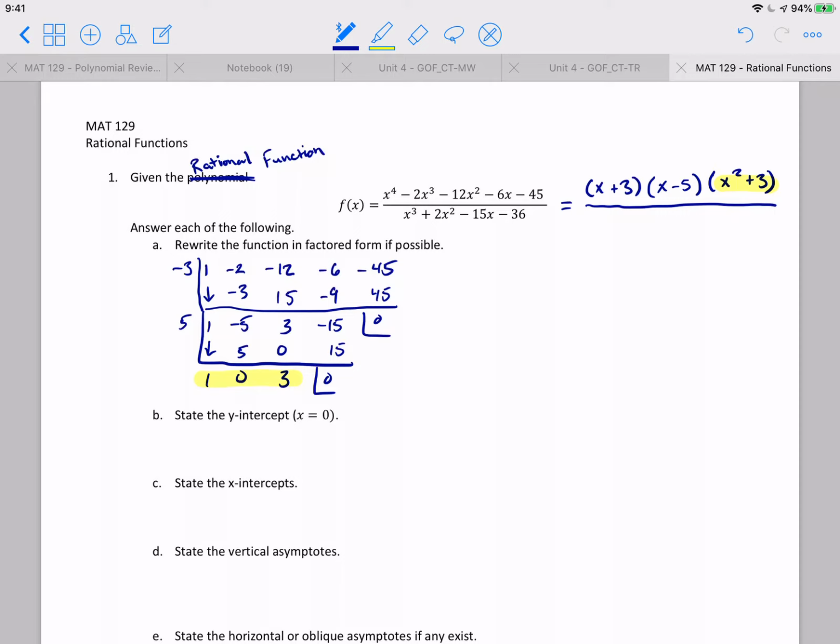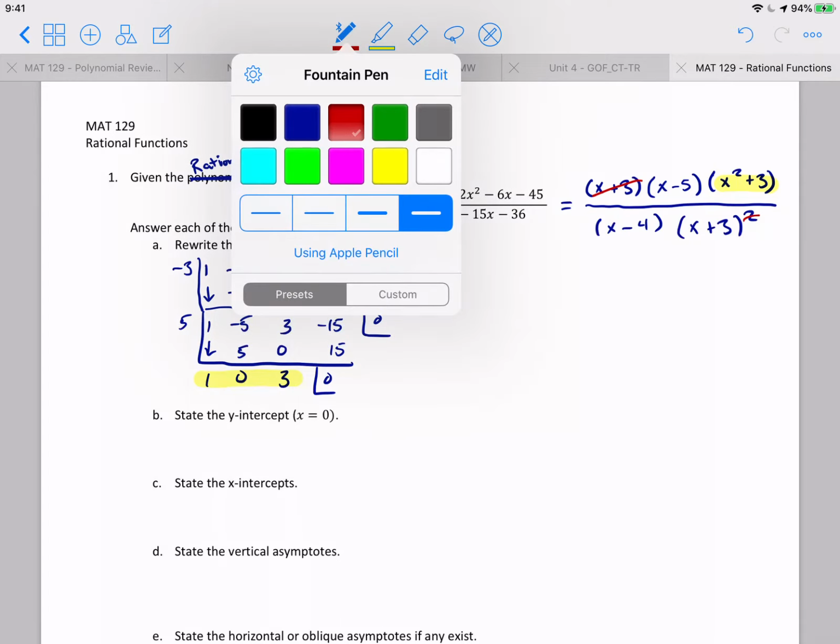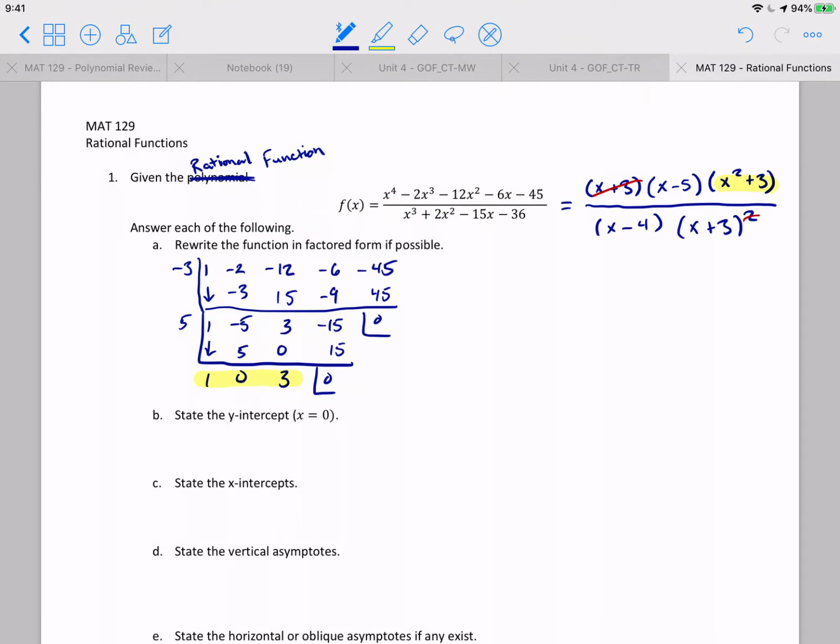And for the sake of time, I'm not going to do the bottom one, but the bottom one does factor into x minus 4 and x plus 3 squared. So now that it's factored, I should try to cancel. And those cancel. So if I get sort of a reduced form of this rational function, it's x minus 5 times x squared plus 3 over x minus 4 times x plus 3.